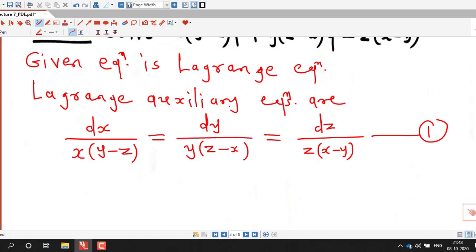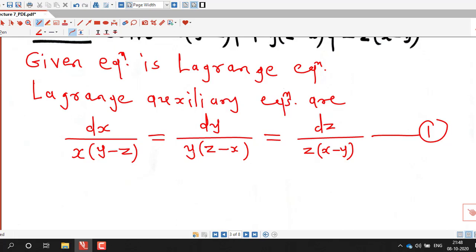So we will try to generate the new fraction by selecting proper multipliers. Now how to select proper multipliers? That can be decided from this denominator. Suppose here I have x into y.